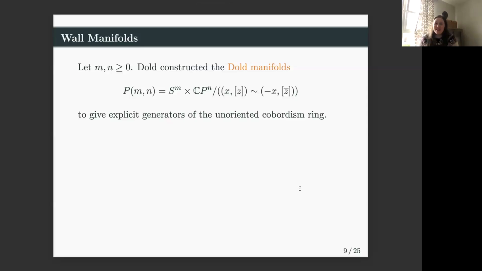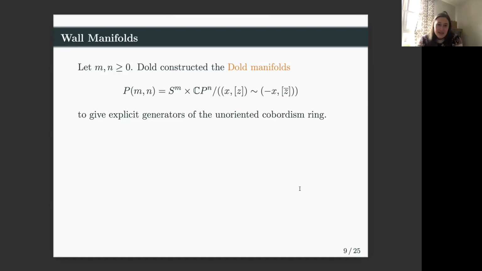Okay, so that's the crash course in span and pspan. I want to tell you now what wall manifolds are, because we computed the projective span of wall manifolds. They're really, really fun manifolds. I wish I could talk about them a bit more. But to construct them, I first have to tell you what a Dold manifold is.